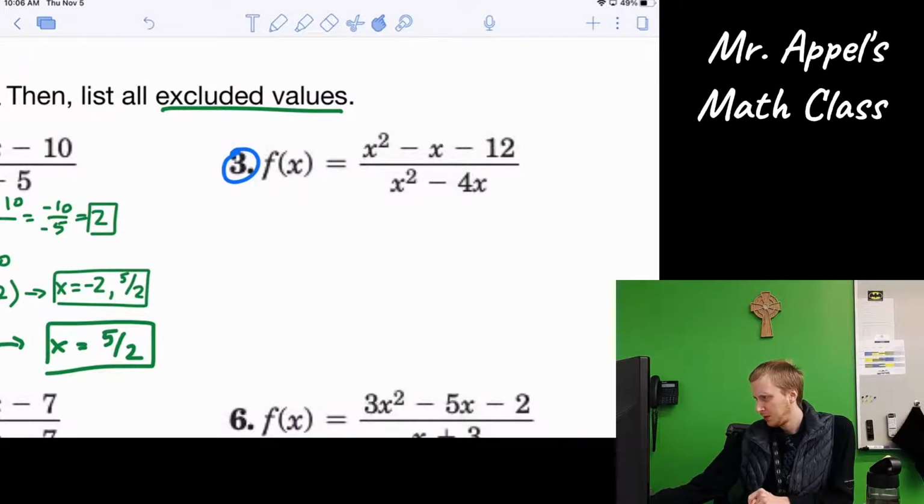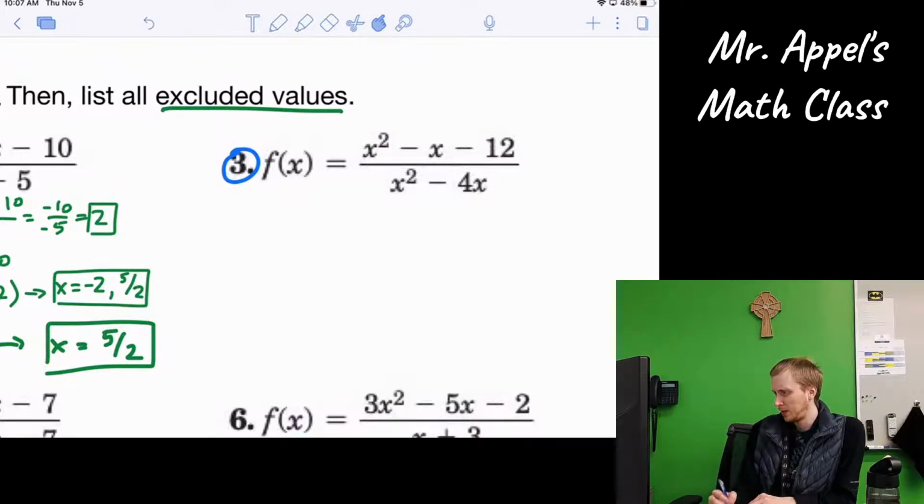Okay, y-intercept, x-intercept, and the excluded values. Okay, Daniela's got an answer. Michelle, okay, I've got two conflicting results for the y-intercept. Interesting.